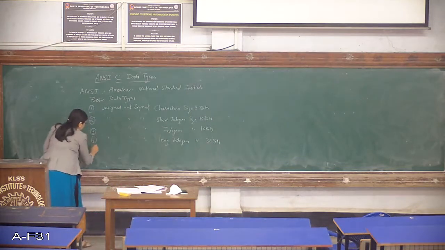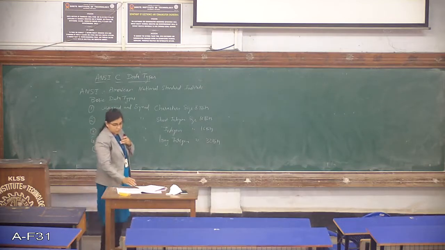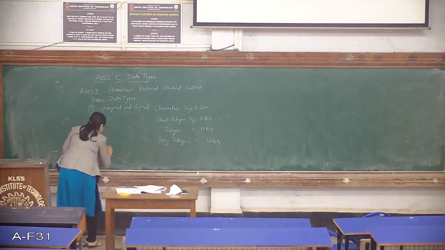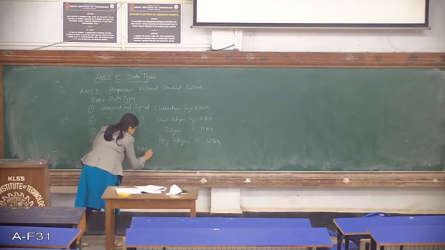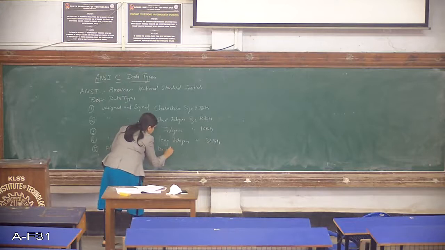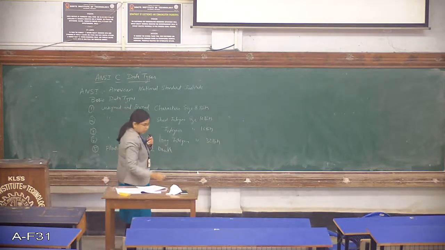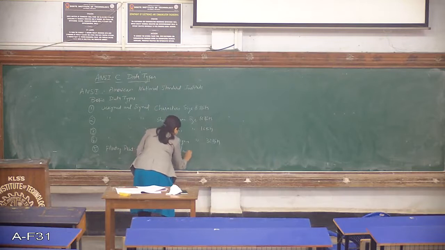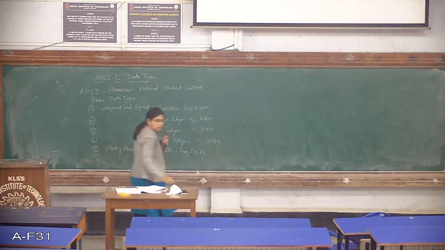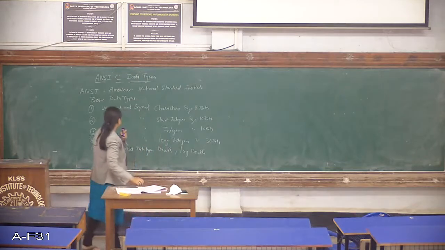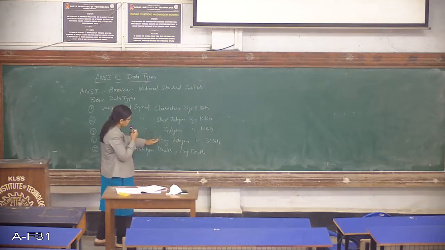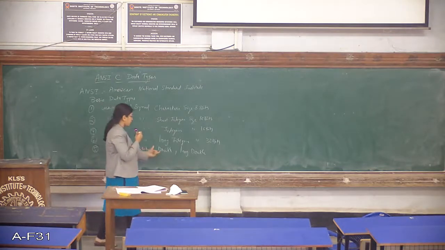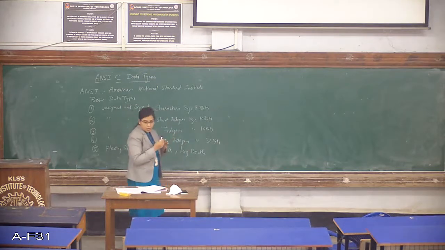Next, we have the floating point data types. For the floating point data types, we have double, then we have long double. So these are the data types which are there. So already you know about characters, short integers, integers, long integers. For floating point, we have the data types double and long double.